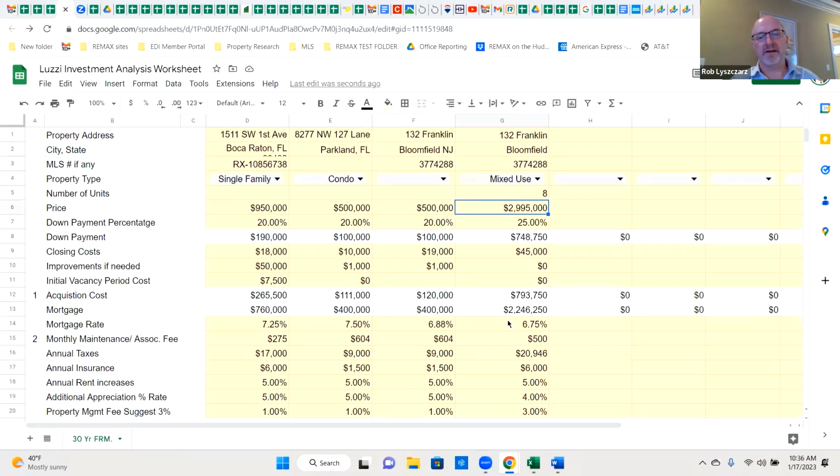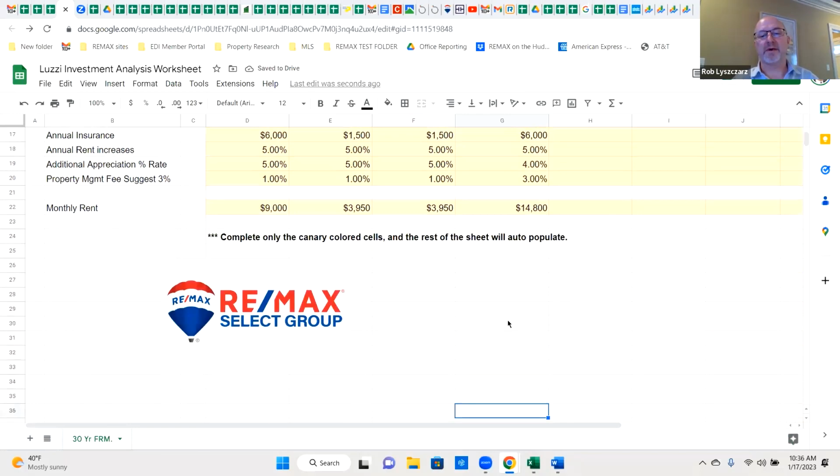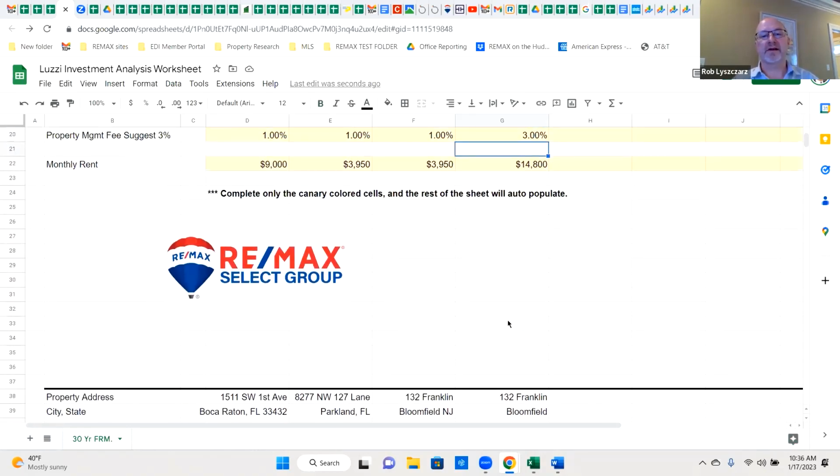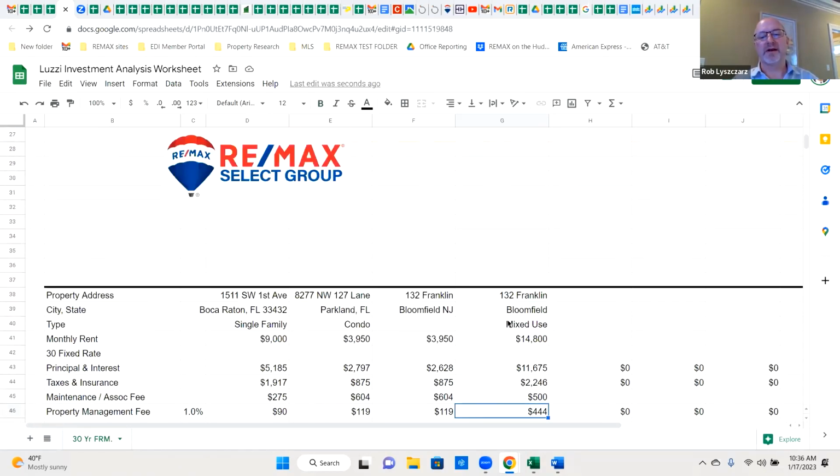So maybe the value of this is, what would you say, 20% less? I'm going to put 2.4. Okay, at 2.4 instead of 2.9, this property is basically at a break even. Okay, minus $64. If we increase, actually, I think that's with the increased rent. So year one, it's at a break even.